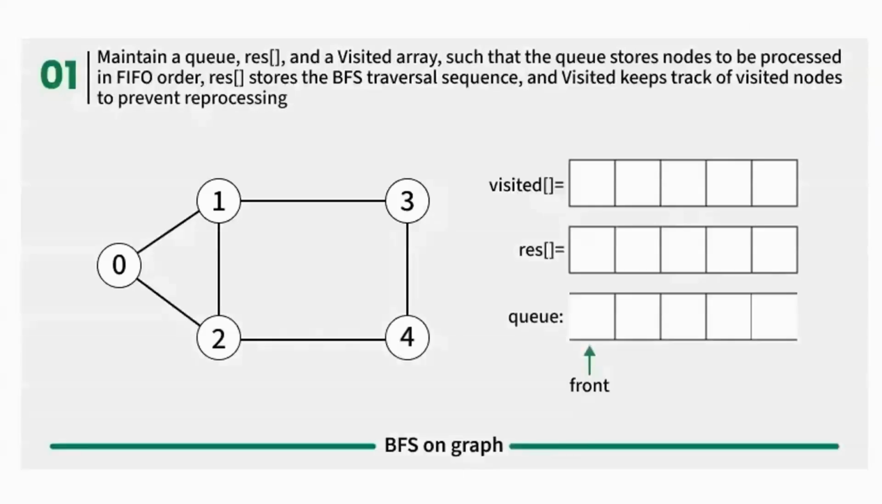So now we can see here maintaining a queue, like we can see here in another format too. So maintain a queue, res and visited arrays. So in visited arrays, we have three structures: visited, res, and queue, right? The queue stores nodes to be processed in FIFO order, first in first out. Res is for storage of the BFS traversal sequence, and visited keeps track of visited nodes to prevent reprocessing, right? So we have the graph.